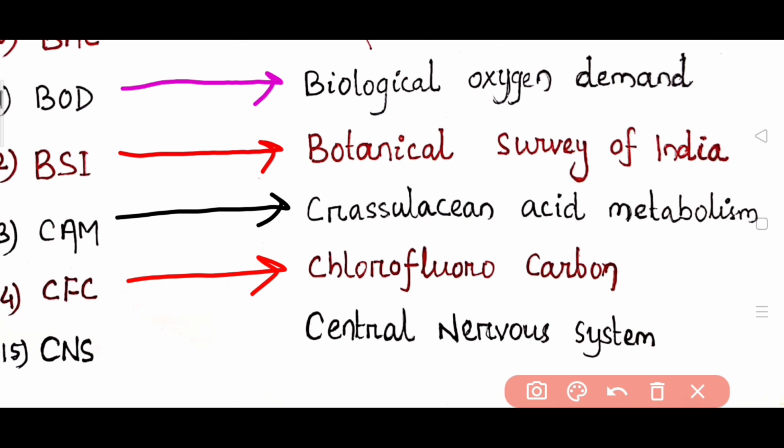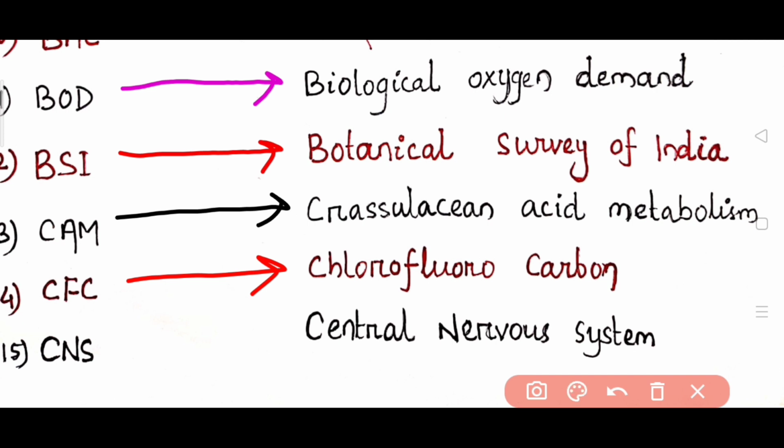And the CFC, that is the chlorofluorocarbon, breaks down the ozone layer. So it is a harmful chemical. The most common sources of CFCs are refrigerants, aircraft, aerosols that emit the CFC into the atmosphere. So it is a harmful chemical for the earth.